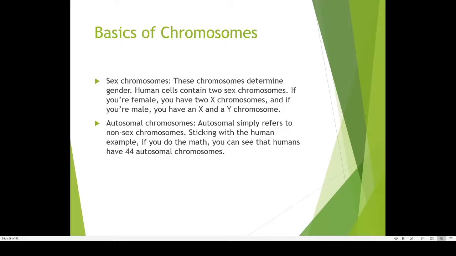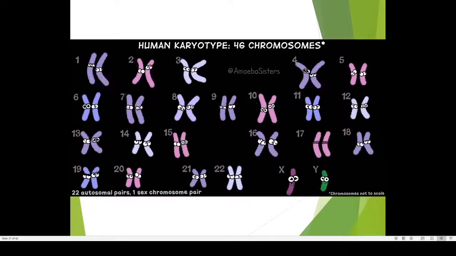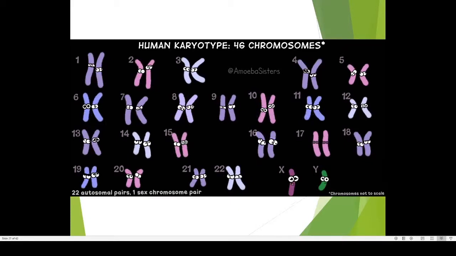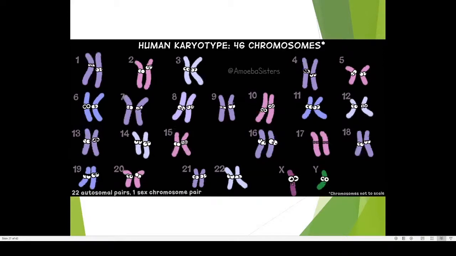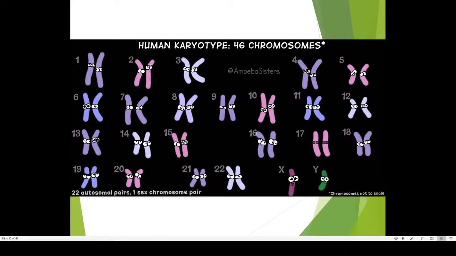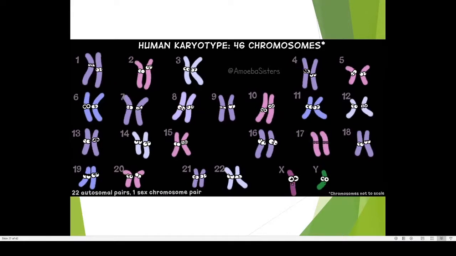It's easy to know because Y has its, that. Autosomal chromosomes simply refers to non-sex chromosomes. Sticking with the human example, if you do the math, you can see that humans have 44 autosomal chromosomes. So this would be your karyotype, or chromosomes. So you have 22 autosomal pairs and 1 sex chromosome pair. So in this picture, it's a guy. It's a male person because you have your X and Y.